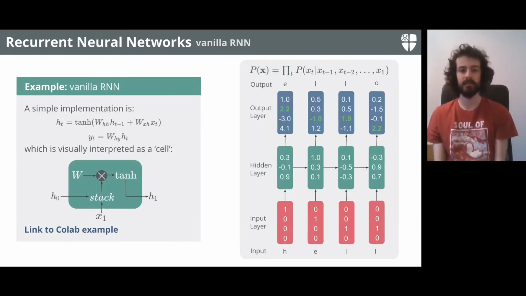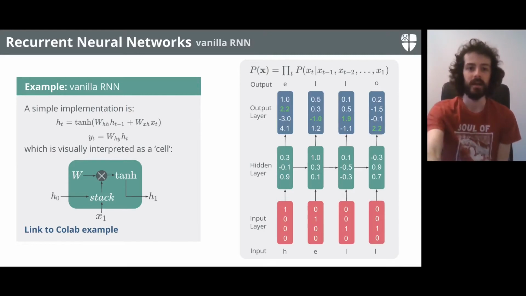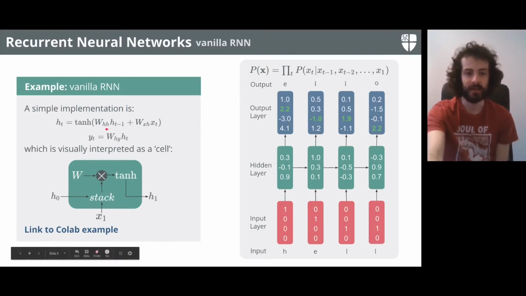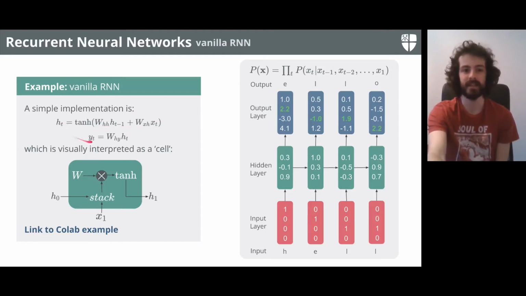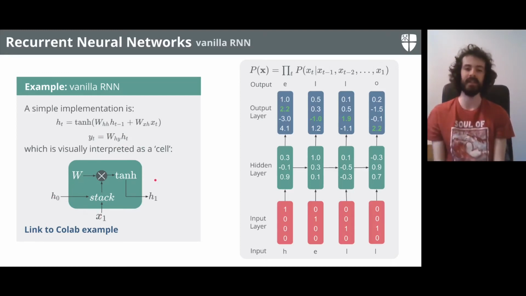So we'll have a look at a simple implementation of this. What we tend to do is have our hidden state and we update that with a linear transformation, as well as a linear transformation of our input, add that together, and that will give us our new hidden state. And then feed that through another linear transformation and give us our output. We can visually interpret this as a cell, which is just the same thing. We stack our hidden state and our input, multiply it by the weight matrix, apply non-linearity, and that gives us our new hidden state to repeat the process. So we use the same weights at every single step, and that gives us a level of efficiency, which is quite nice.